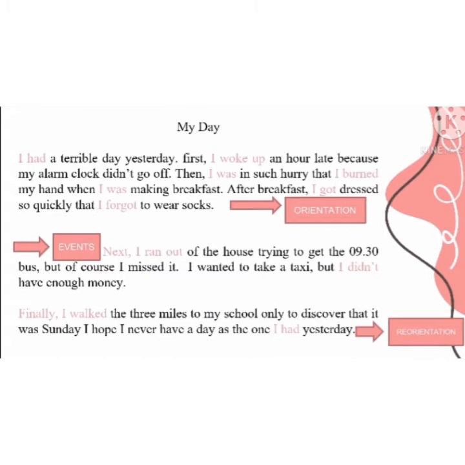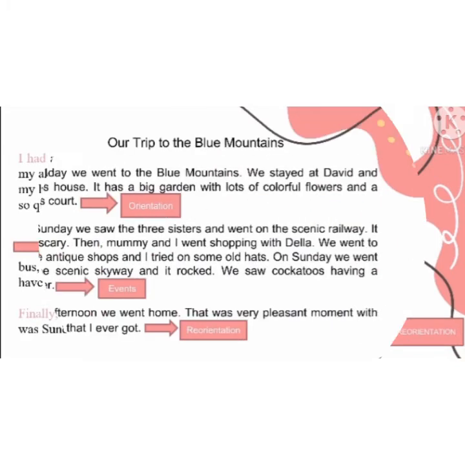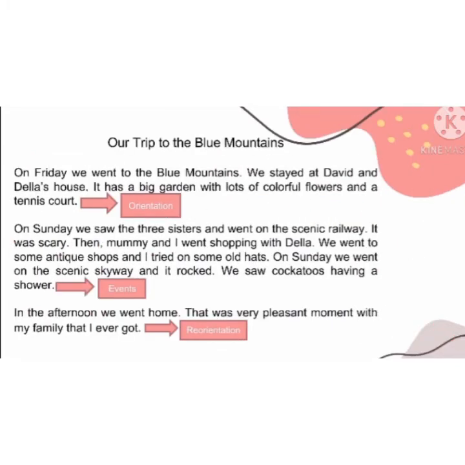I wanted to take a taxi, but I didn't have enough money. Finally, I walked 3 miles to my school only to discover that it was Sunday. I hope I never have a day like the one I had yesterday. This is the second example of recount.